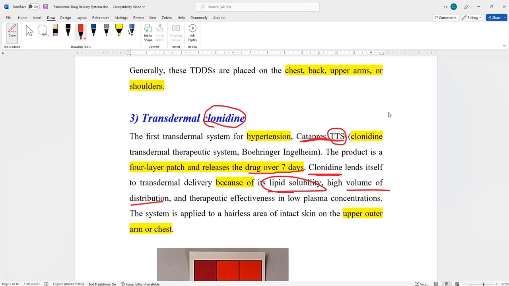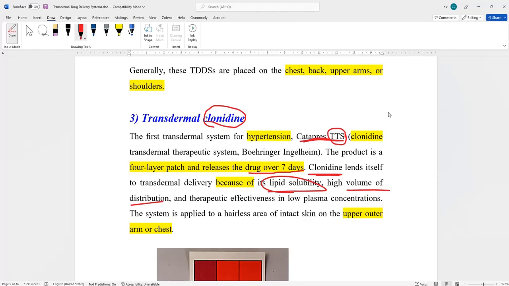Volume of distribution means when the drug gets absorbed into the systemic circulation, it gets removed from the systemic circulation and concentrated in some areas of the body. So the blood will have little of that drug because the drug goes to specific places. Okay? But when the blood has little, remember the diffusion process, passive diffusion?